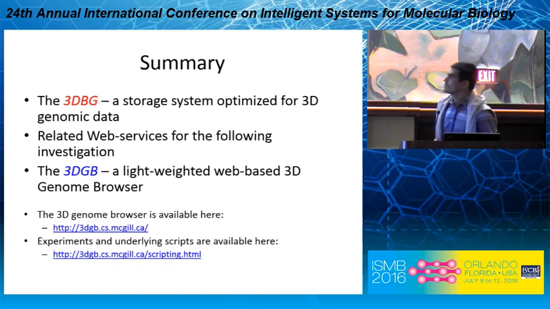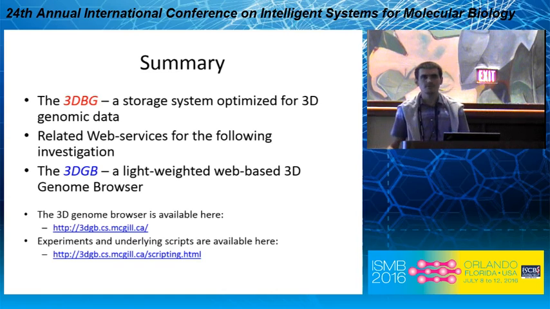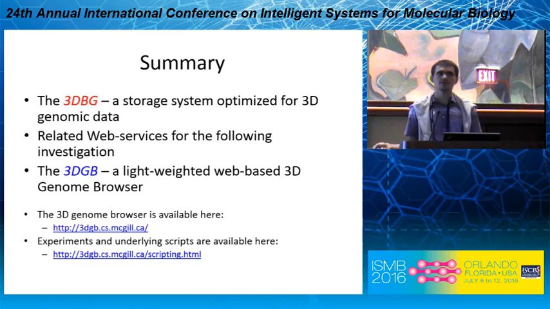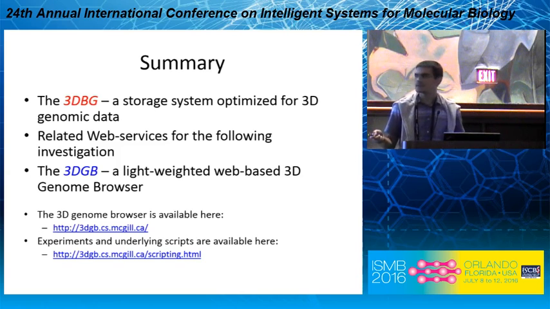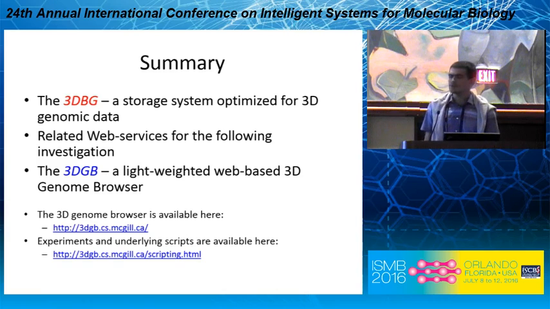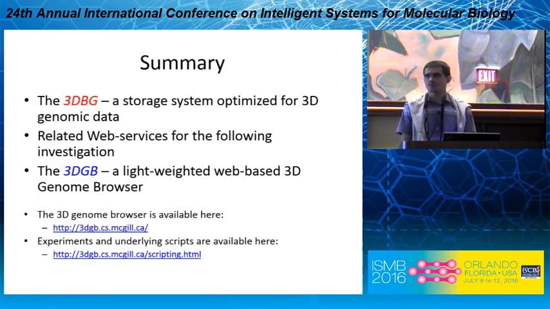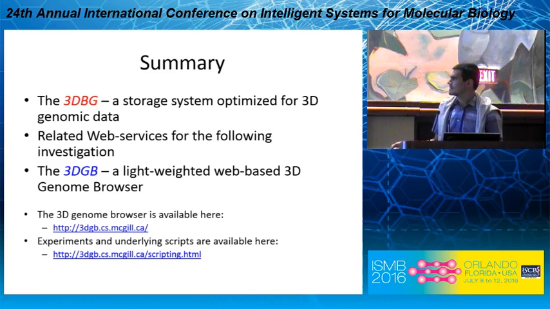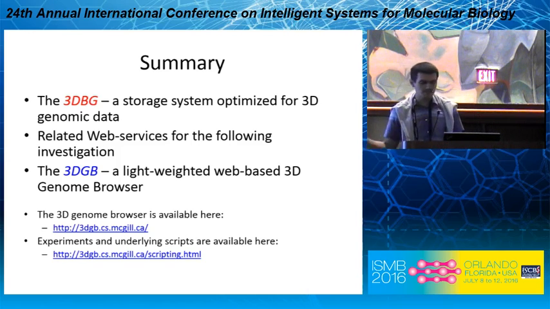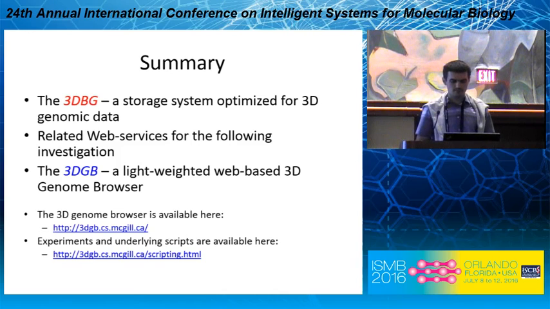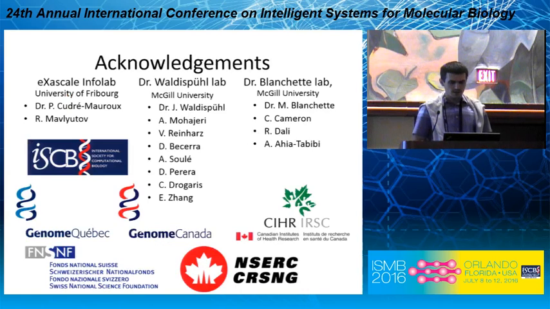So as I said, we built the 3dBG, which is a 3D genome database, a storage system optimized for 3D genomic data. We created some web services for following investigation and so on. And 3dGB, which is the 3D genome browser, helps people to visualize the genome, of course. You can find the genome browser here, and some scripts for interacting with the system.